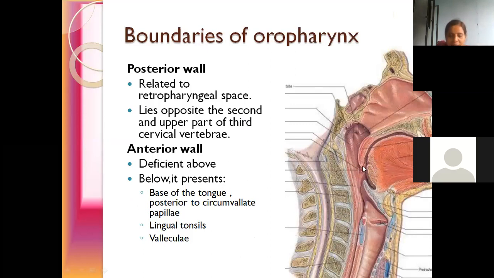Anterior wall is deficient above, and that means above we do not have any structures, whereas below you will have base of the tongue, where we have circumvallate papillae, lingual tonsil, and valleculae. That means the features that we find in the posterior one third of the tongue, isn't it? All those names you can write. Okay, that is the anterior boundary of oropharynx.